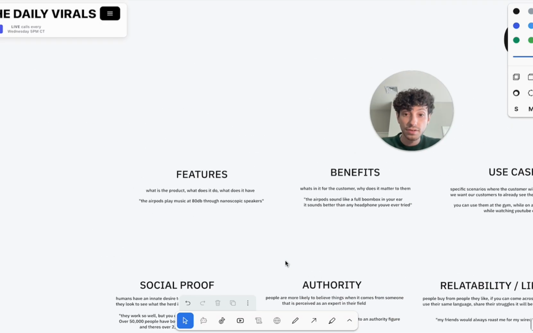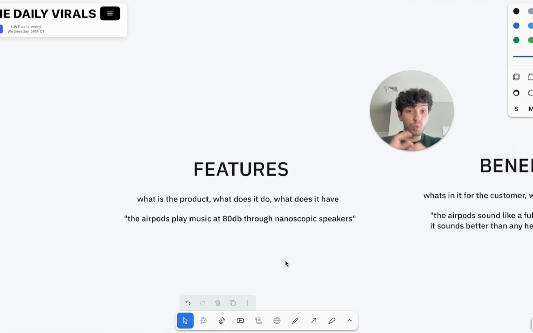First, we have features. A feature is what the product is. What does it do? What does it have? So an example that I'm going to be using throughout this video is headphones, AirPod Maxes. The AirPods play music at 80 decibels through nanoscopic speakers. This is just what the product is. This is the technical stuff. This is like what the product has. Another feature would be foamy earbuds. You could take them out, like just what it is.